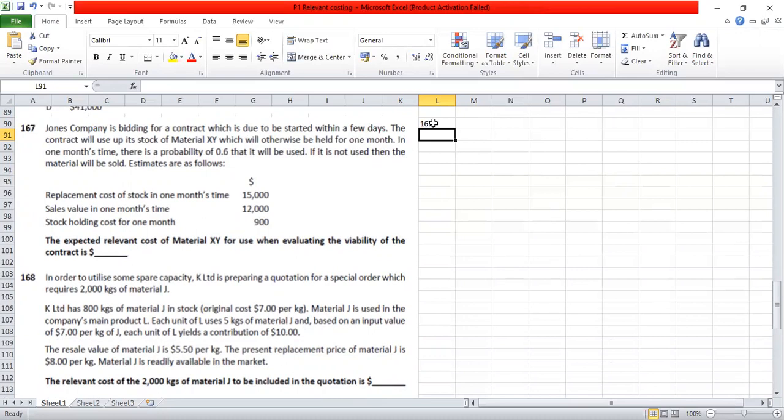167. Jones Company is bidding for a contract which is due to be started within a few days. The contract will use up its stock of material XY, which will otherwise be held for 1 month. In 1 month's time, there is a probability of 0.6 that it will be used. If it is not used, then the material will be sold. Estimates are as follows: replacement cost of stock in 1 month's time, sale value in 1 month's time, stock holding cost for 1 month 900. The expected relevant cost of material XY for use when evaluating the viability of the contract is.